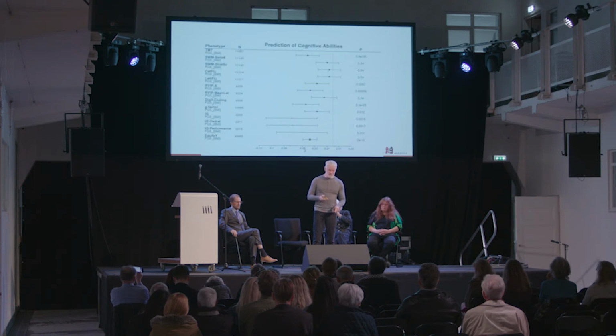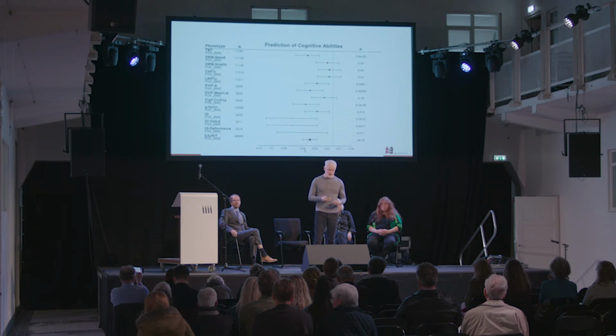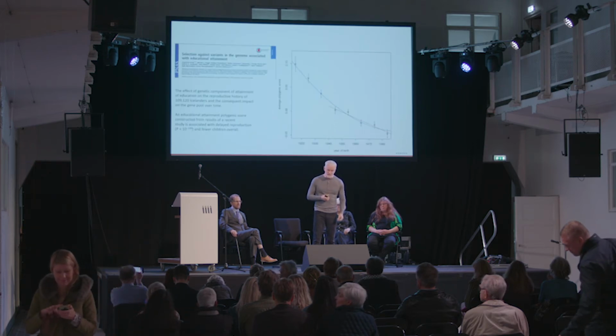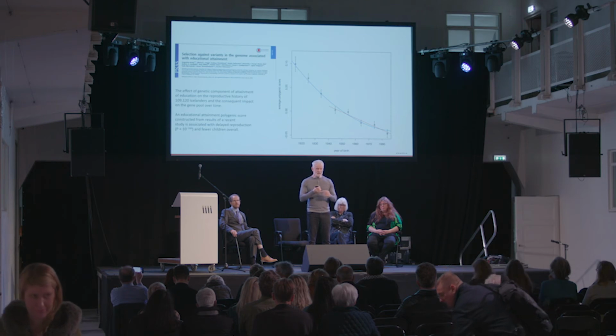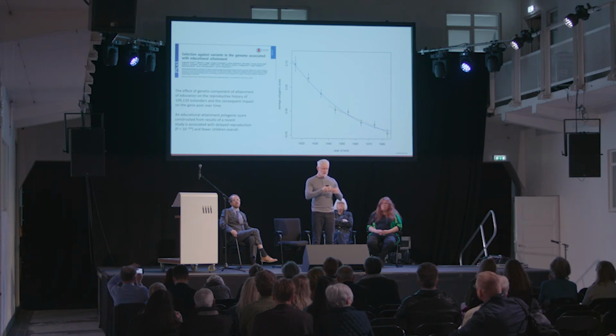And this is important because the higher your BMI, the less education you have, which means basically that there is a negative selection against education, and we looked at that direction. So basically it has been known for a long time that people with a lot of education have fewer children than those with little education. But we did more than that.